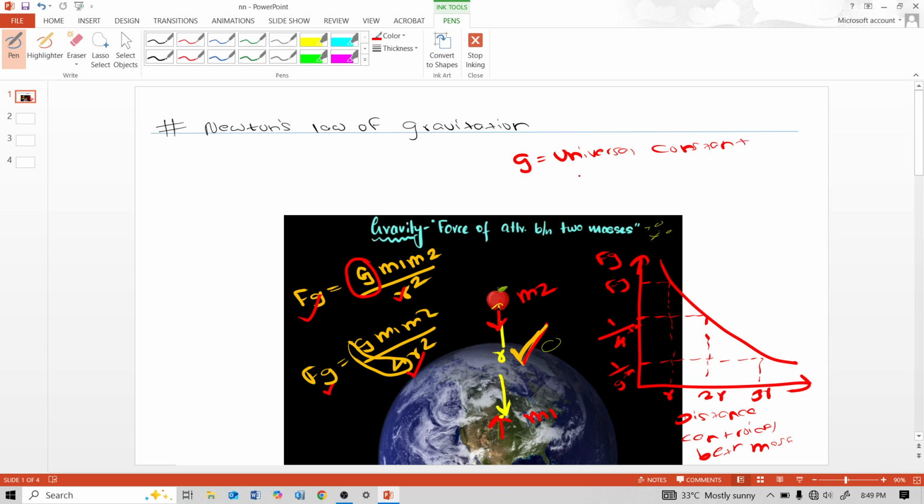And this universal constant, if I write G as Fg R square upon m1 m2, then the unit of Fg is Newton, R is meter square, and m1 m2 means kg square. So the unit is Newton meter square per kg square, and the value is 6.67 into 10 raised to minus 11.